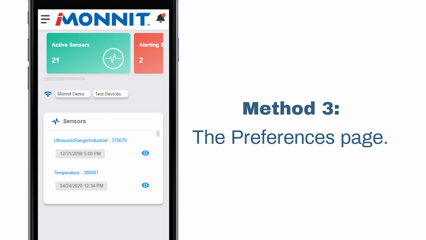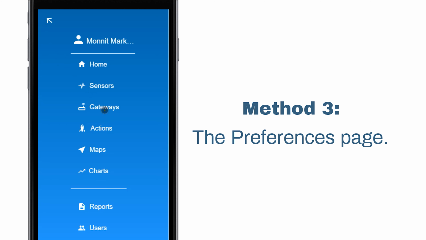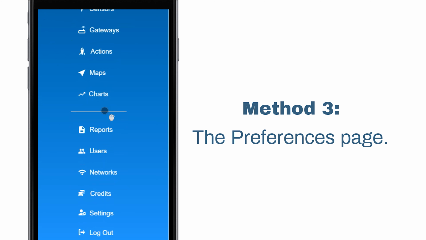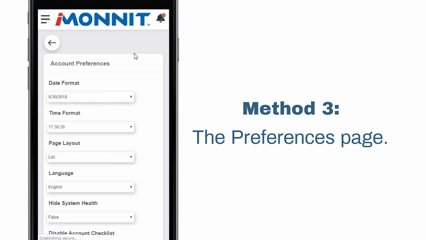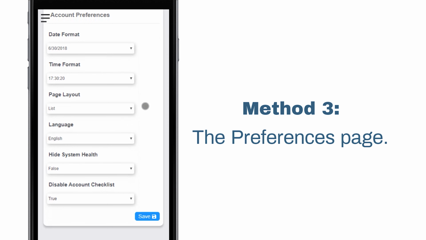The third and last option is to change your language on the Account Preferences page. Find Settings in the main menu. Navigate to the top of the Settings section and choose the button for Preferences. Find Language in the list of options and choose the drop-down menu to select your language preference.